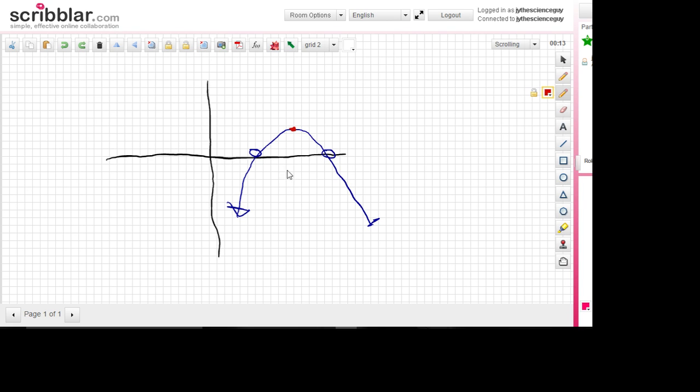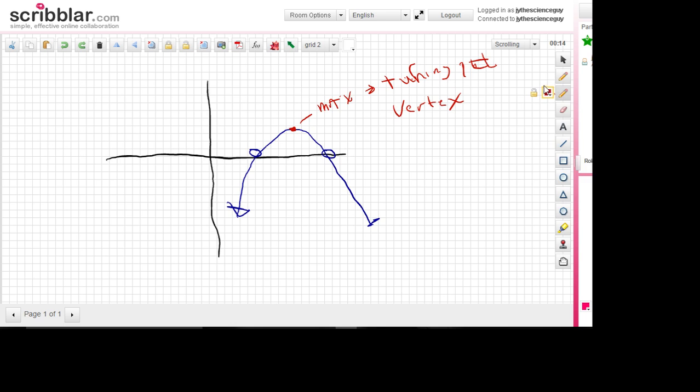That maximum, this is some more vocabulary, is also called a turning point. Let's put PT. And it's also called the vertex. And this is called a quadratic or a parabola. So the same thing happens. If it has zeros, it crosses the x-axis.